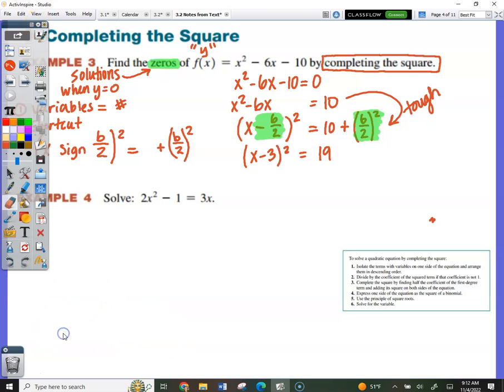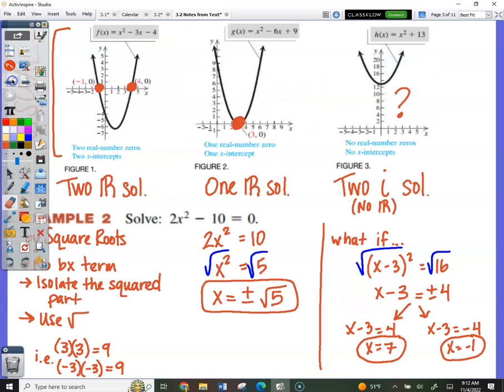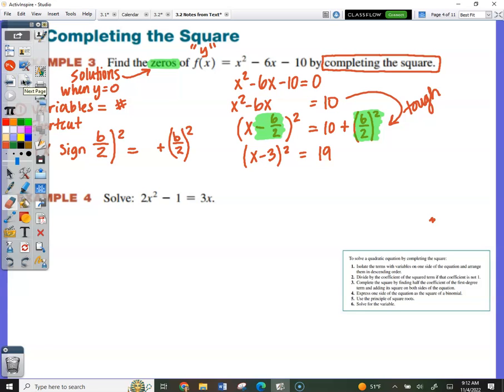I know this is probably your least favorite. It's everybody's least favorite. Now, look at where we are compared to the one we practiced. You see how it's the same format now? Now I have something being squared, which means I can take the square root of both sides.